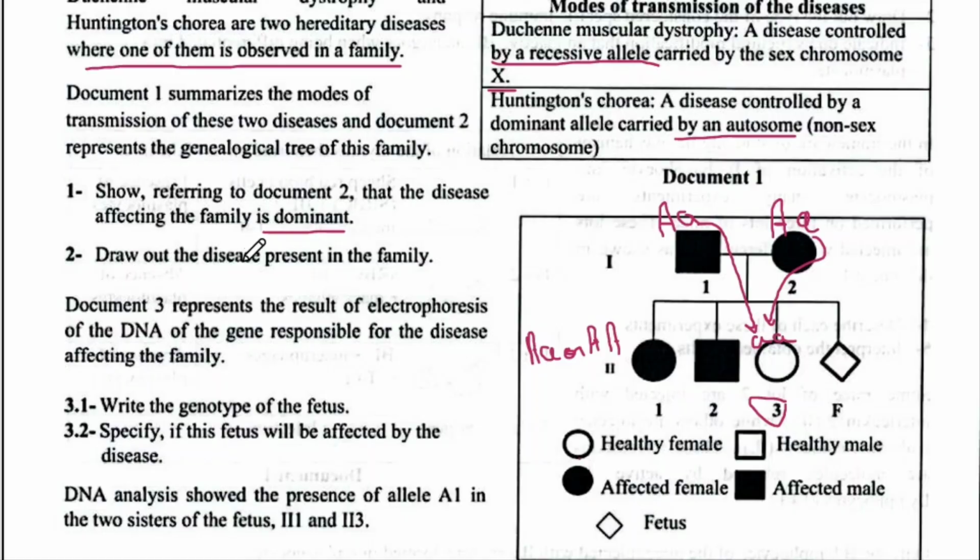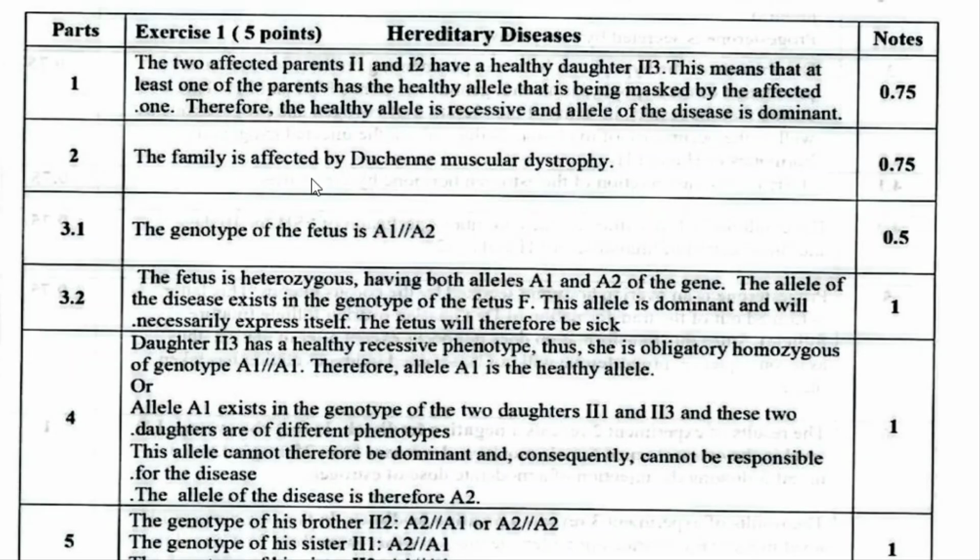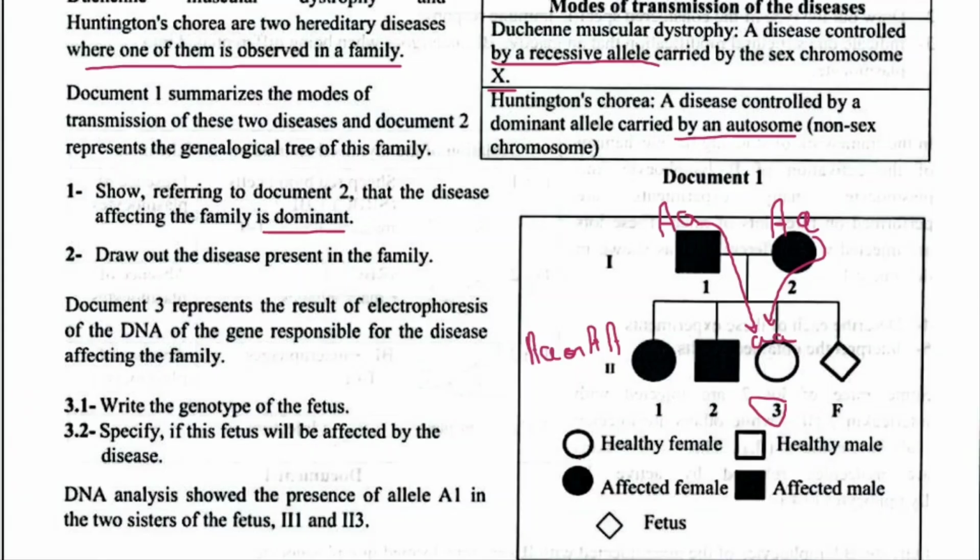Draw out the disease present in the family. Which one of these diseases affects this family? For sure it is Huntington chorea.